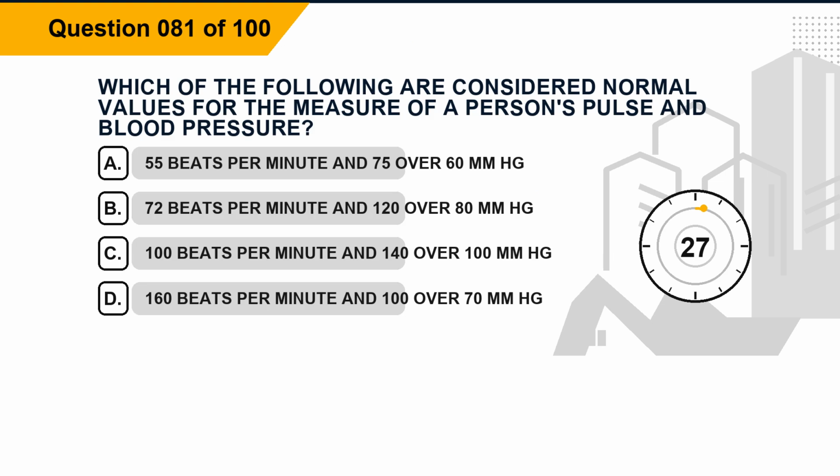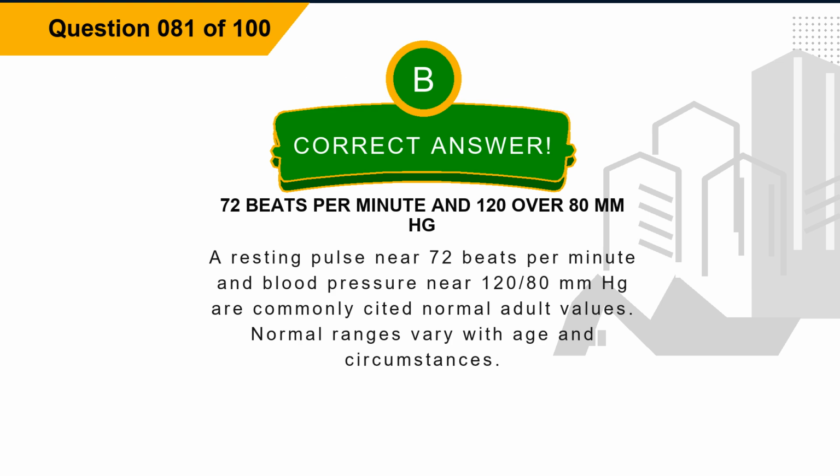Question 81. Which of the following are considered normal values for the measure of a person's pulse and blood pressure? Option A, 55 beats per minute and 75/60 mm Hg. Option B, 72 beats per minute and 120/80 mm Hg. Option C, 100 beats per minute and 140/100 mm Hg. Option D, 160 beats per minute and 100/70 mm Hg. The correct answer is option B, 72 beats per minute and 120/80 mm Hg.